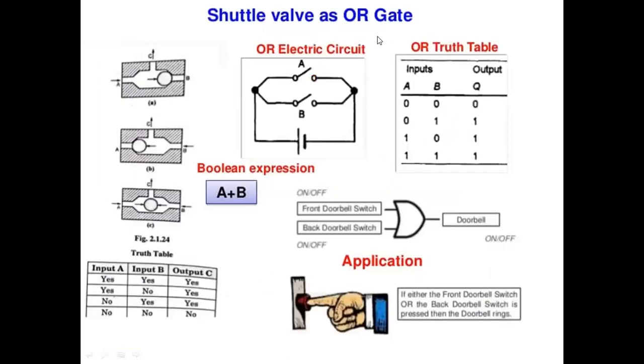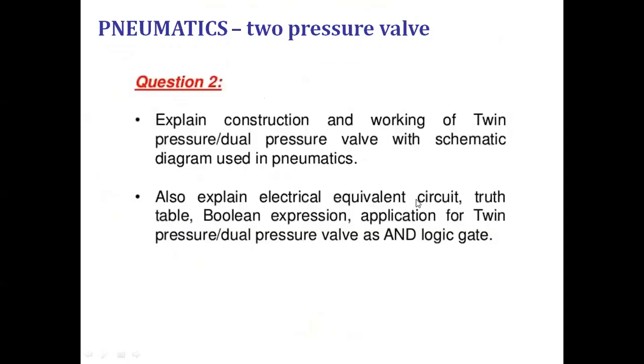The shuttle valve as an OR gate: we can see the electric circuit and truth table here. Boolean expression A plus B. Front doorbell switch, back doorbell switch, doorbell on or off. Inputs: yes, yes, yes; yes, no, yes; no, yes, yes; no, no, no. Like that is the application of this. So, pneumatic two pressure valve.